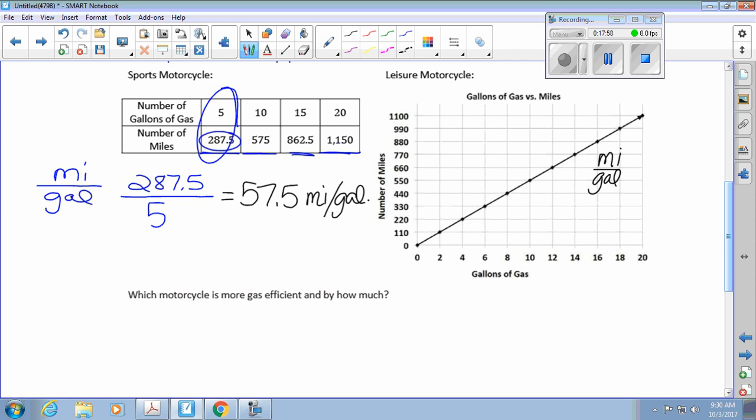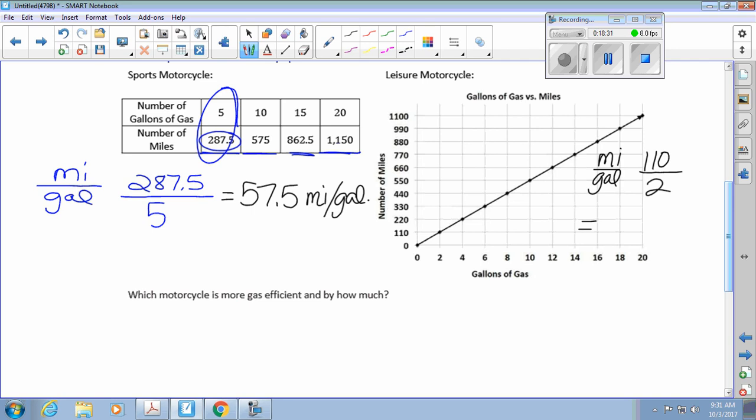On this graph, luckily, the points fall at intersections. If you're looking at a graph where that doesn't happen very often, make sure you look for a point where it does, okay? Because otherwise it's kind of unclear what you're dividing. But in this case, 110 is very clear for us to see. And the gallons, how many gallons would it take you to go 110 miles on this leisure motorcycle? 2. Very good. So we're going to divide that by 2.